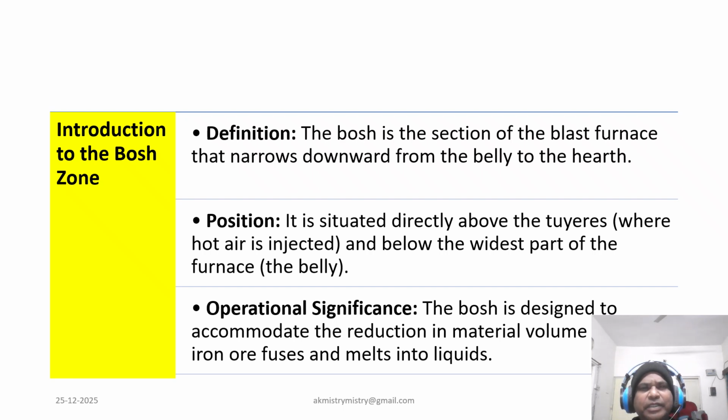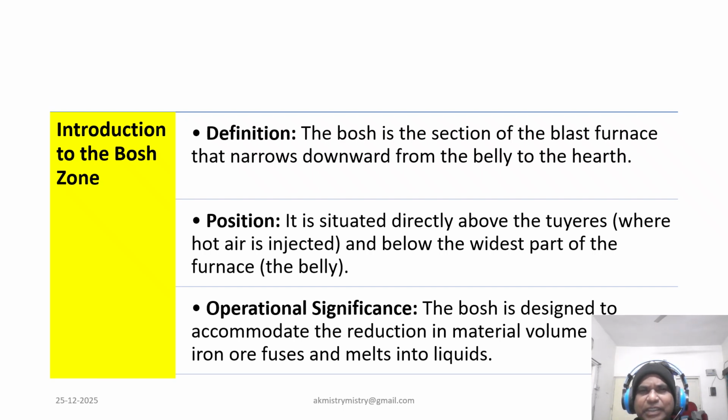The primary design objective is structural support. The Bosh angle must support the cohesive or fusion zone, along with the immense weight of the descending solid layer above it. Beyond support, it dictates gas flow dynamics. By narrowing below the belly, the Bosh helps maintain the stability and position of the melting zone directly above the tuyere raceway.